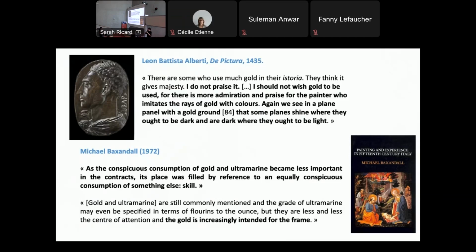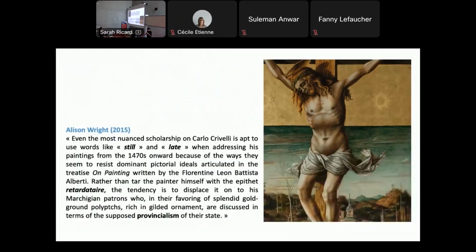And this is what Baxandall tells us in his also seminal book, which leads us to today, to the consideration that is very widely accepted that gold is something archaic and that gold is something retardataire, that is to say something that is old-fashioned. And the fact that some paintings in the 16th century, in the 17th century were using gold has not been seen.